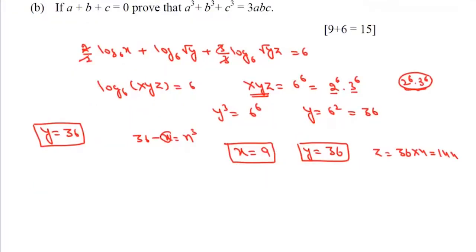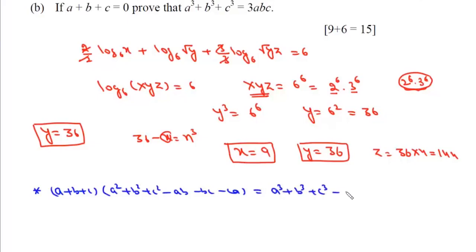Now in part B it says, if a plus b plus c is 0, then prove that a cube plus b cube plus c cube is equal to 3abc. Now there are n number of ways to solve this, and one of the ways of solving it is, we can start with a plus b plus c into a square plus b square plus c square minus ab minus bc minus ca. Now if we multiply everything, we'll get a cube plus b cube plus c cube minus 3abc.